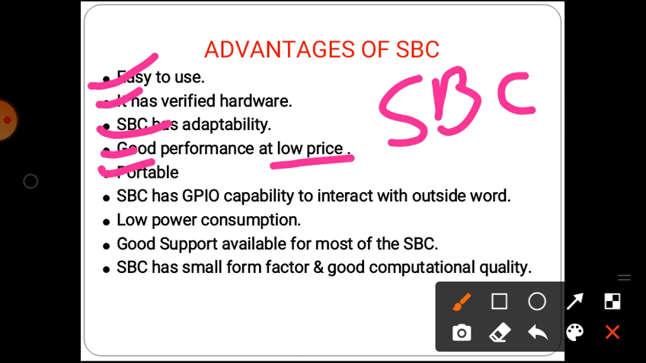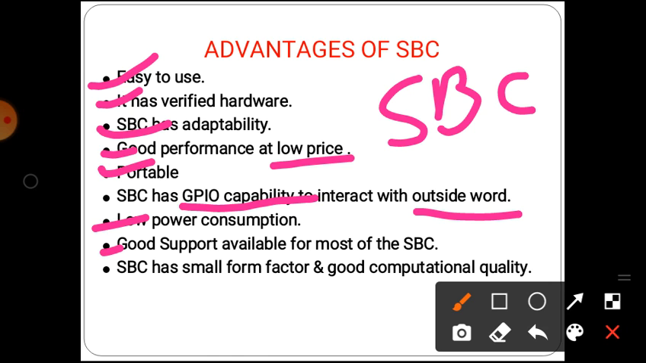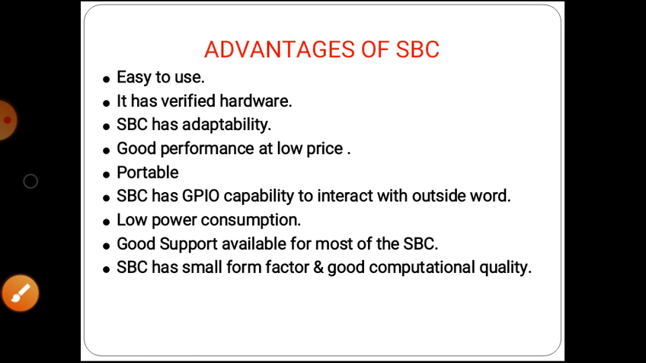It is portable, meaning we can carry it anywhere. SBC has GPIO capability, general purpose input output, to interface with the outside world, that means other devices. Low power consumption. Good support is available for most SBCs. SBC has a small form factor and good computational quality. These are the advantages of SBC.